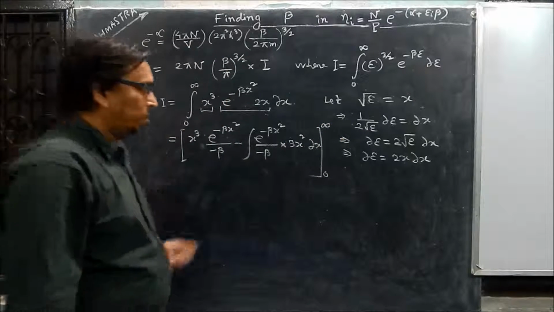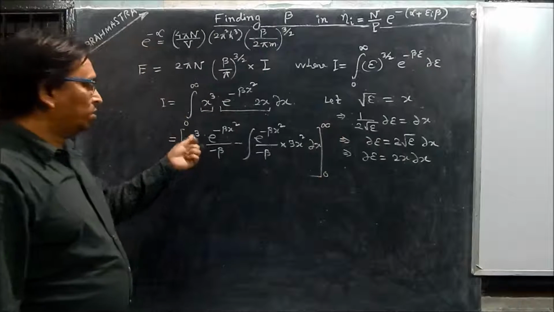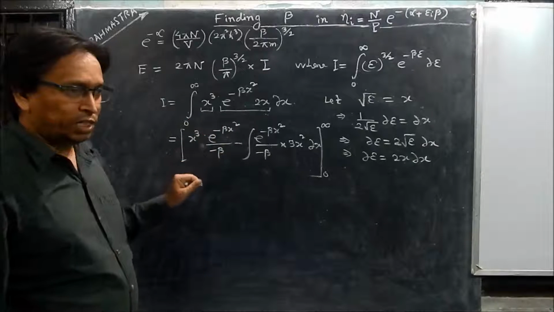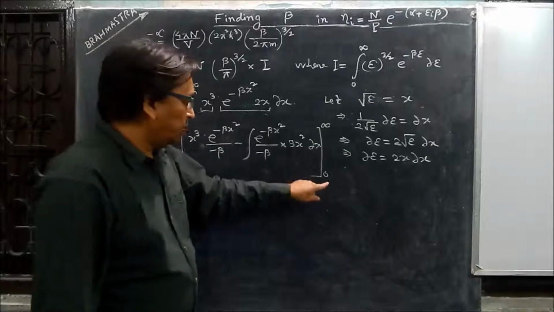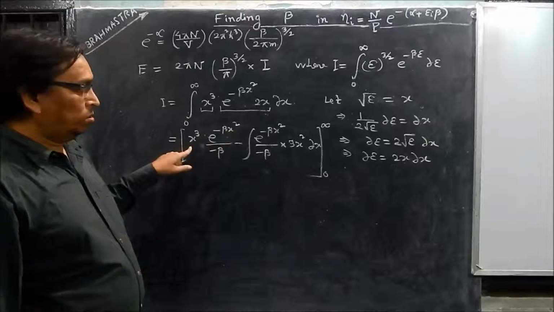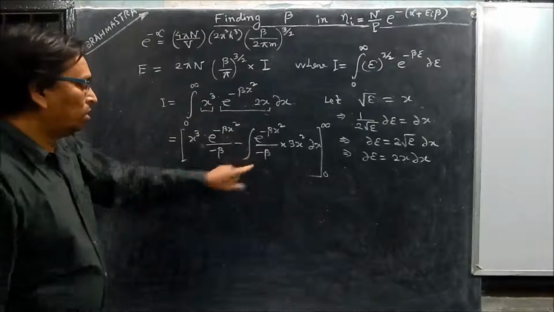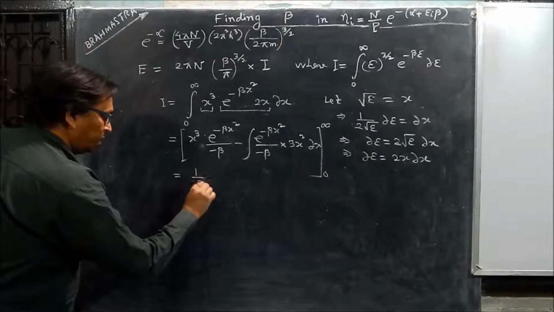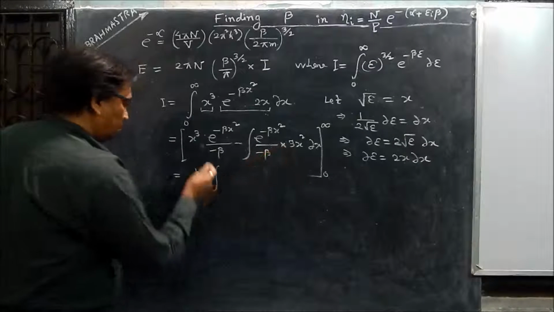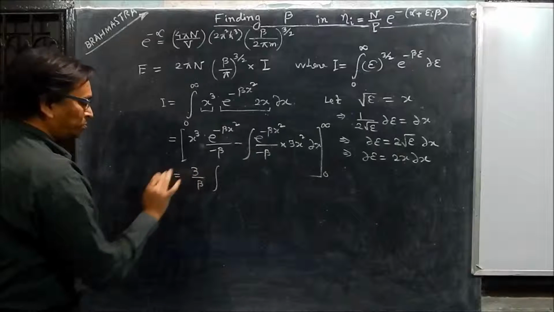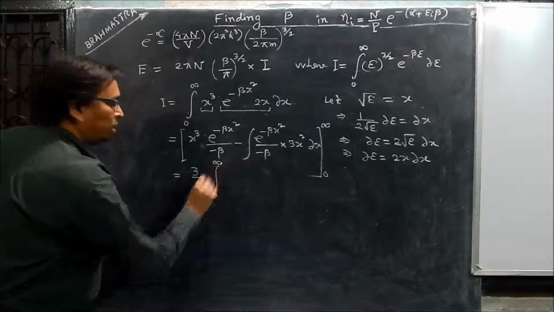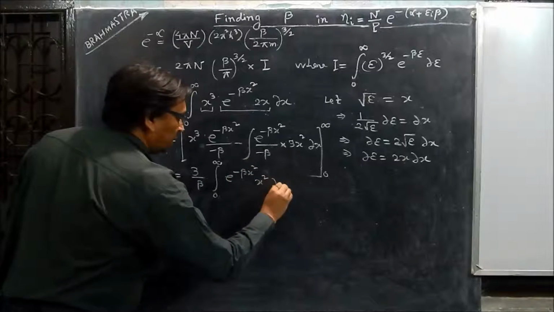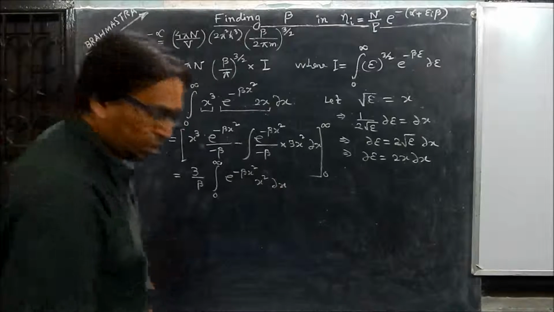Now notice that, like our previous lesson, if we integrate this from 0 to infinity, then putting infinity, e to the power minus infinity tends to 0, and putting 0, this will be 0, so this total thing will be 0. So the only remaining thing is this, taking it outside: 1 by beta, and 3 by beta times the integration from 0 to infinity of e to the power minus beta x square and x square del x. Okay, so now this is the integration.